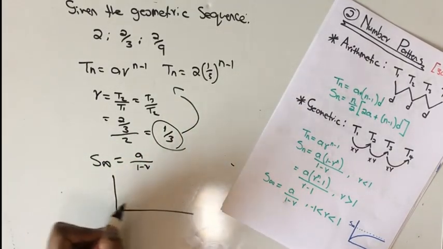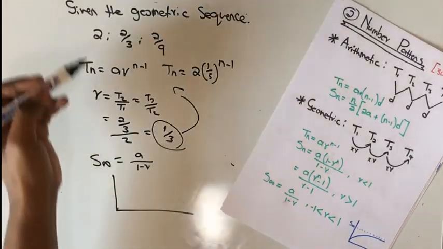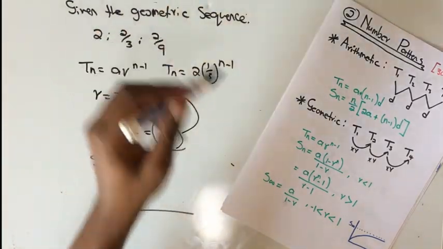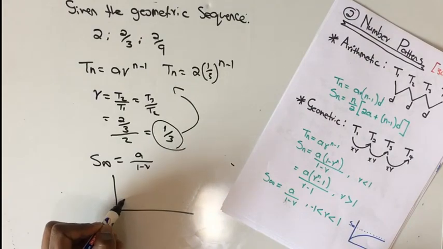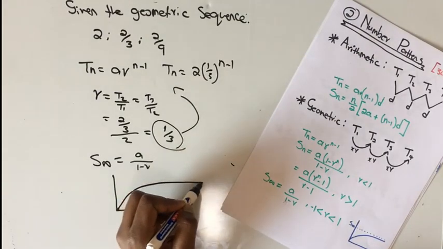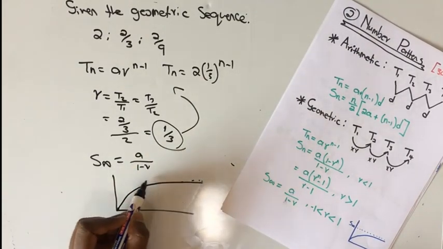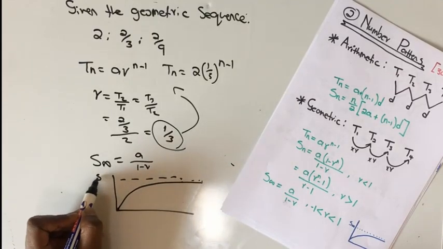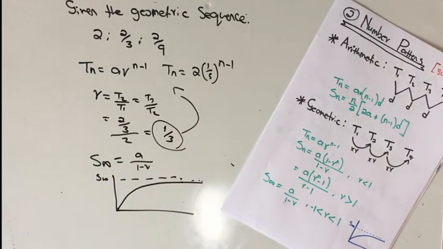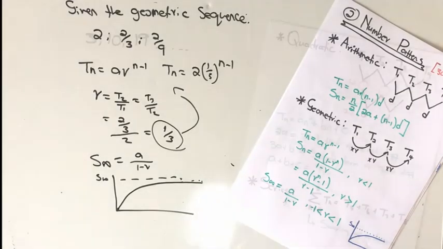What that tells us is that as we sum up term 1, term 2, term 3, as we add them together, they converge to some value there, which is basically the sum to infinity. So that's basically that with a geometric sequence. Alright, so let's quickly look at quadratic sequence.